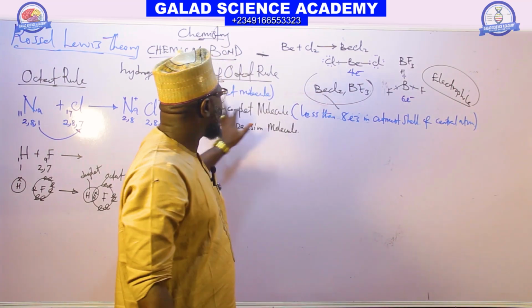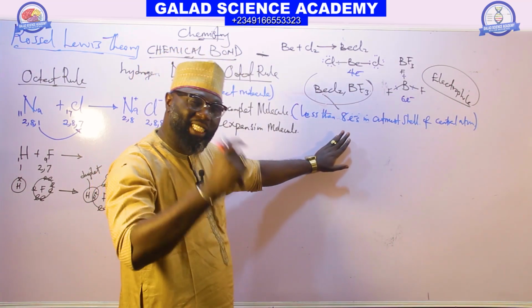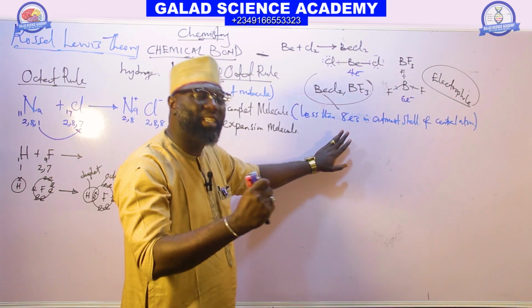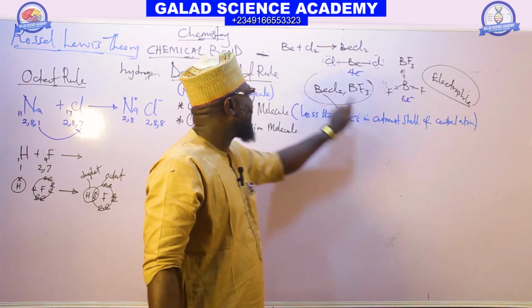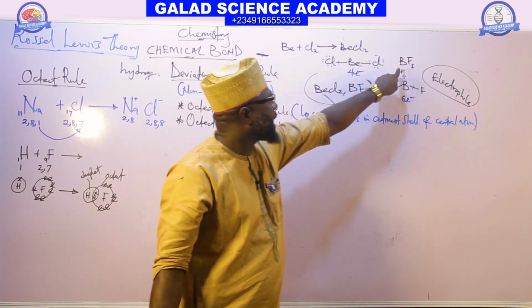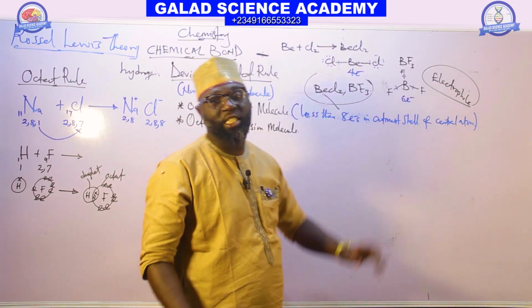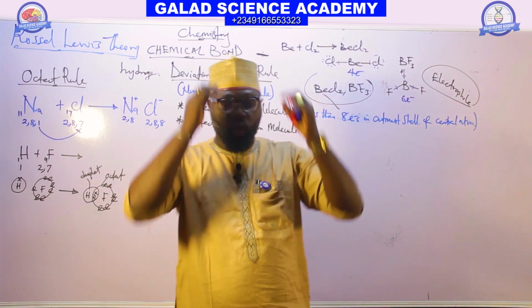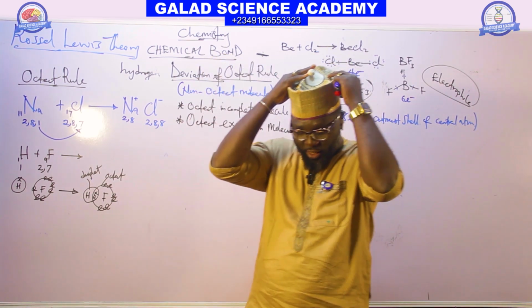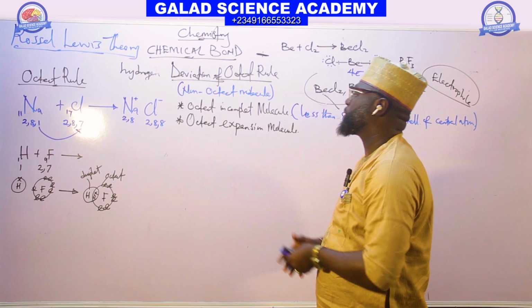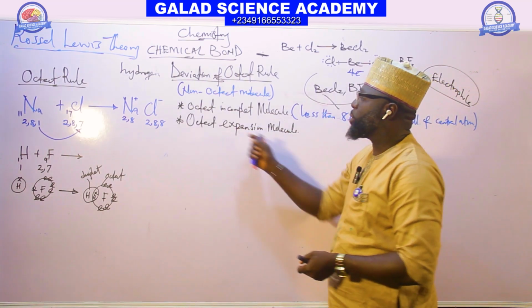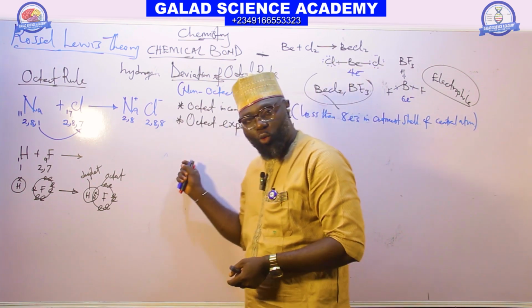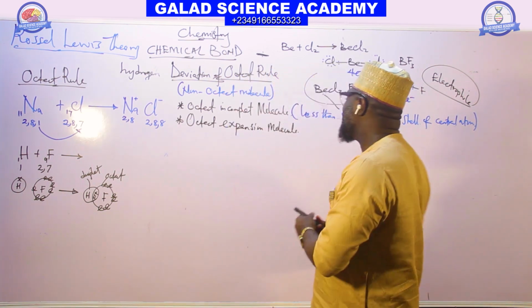So octet incomplete molecules are molecules that have less than 8 electrons in the atom shell of the central atom, which is beryllium here, and these are the 2 common examples. The next one is the octet expansion molecule.